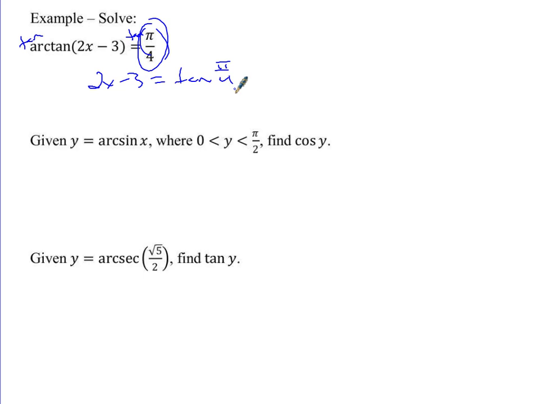Well, the tangent of π/4, I can get off the unit circle. Tangent is sine over cosine, which is y over x. So root 2 over 2 divided by root 2 over 2 is just 1. So really what I have here is 2x minus 3 equals 1. And now we're back in algebra 1. Solve for x. Add 3 to both sides. 2x equals 4. Divide both sides by 2. x equals 2.